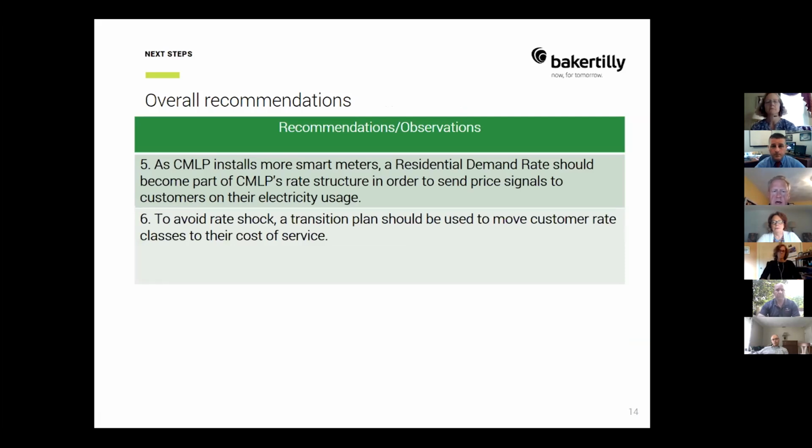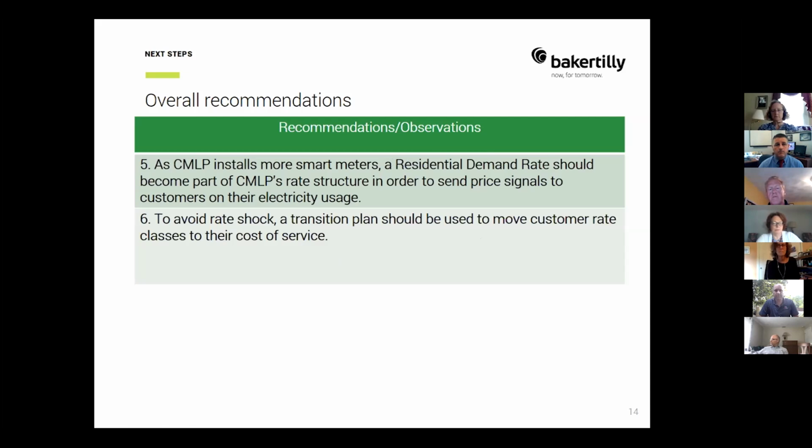So again, as you install more smart meters, a residential demand rate should become part of your rate structure in order to send price signals to customers on their electricity usage. So residential demand rates are becoming more prevalent in utilities, but again, they're dependent on the smart meter data that you get. And then to avoid rate shock, a transition plan should be used to move customer rate classes to their cost of service.